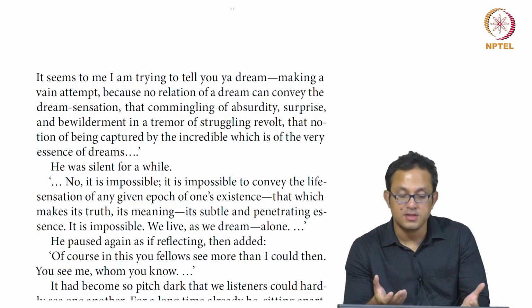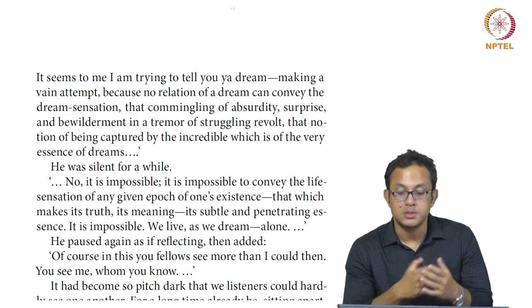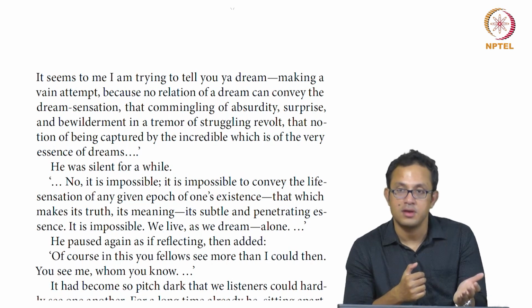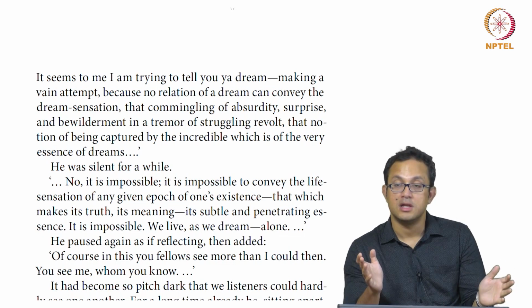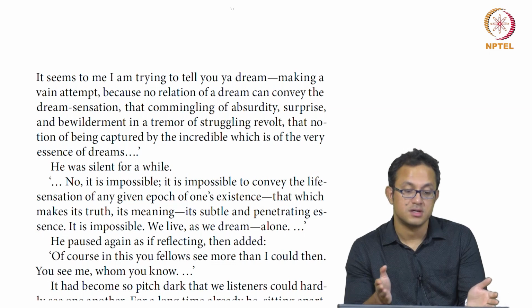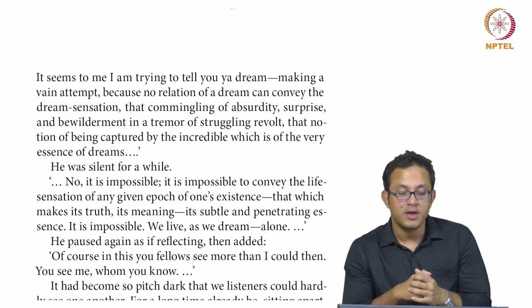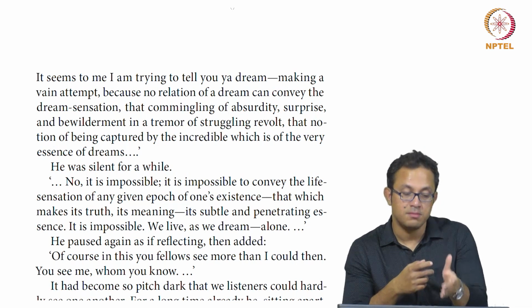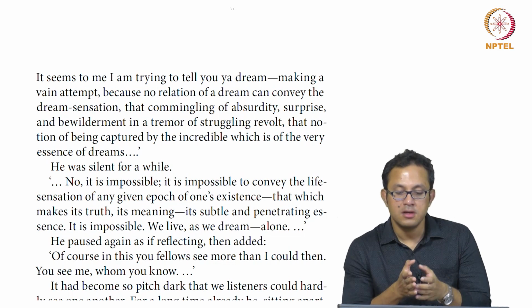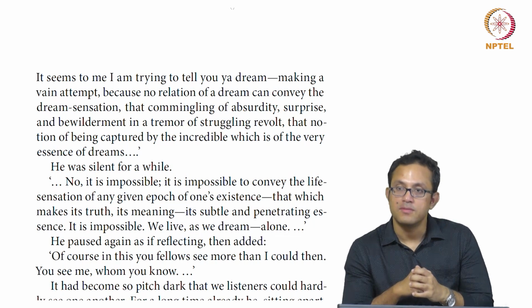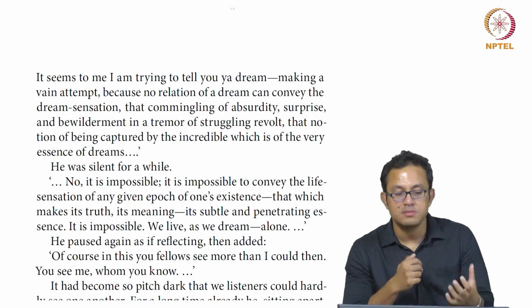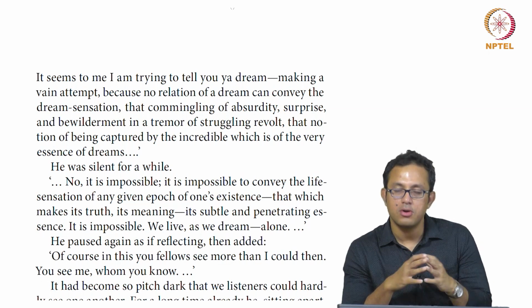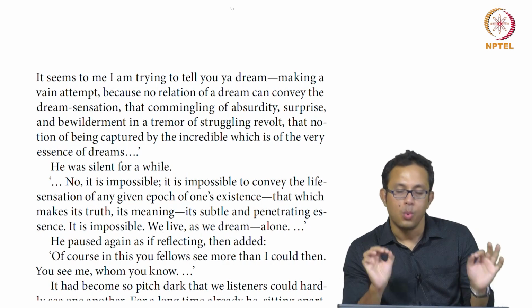Okay. So he's admitting over here the absurdity of the story, and he's telling the readers as well as the listeners, it seems to me I'm trying to tell you a dream, making a vain attempt. It's like a Sisyphean effort. No matter how hard I try, I can't tell you what exactly I experienced in Out of Darkness. Because no relation of a dream can convey the dream sensation. So this whole inability to convert a sensation into a narrative is what is admitted over here. That commingling of absurdity, surprise, and bewilderment in a tremor of struggling revolt. That notion of being captured by the incredible, which is at the very essence of dreams. So how can you put that entanglement into a logical, realist narrative?